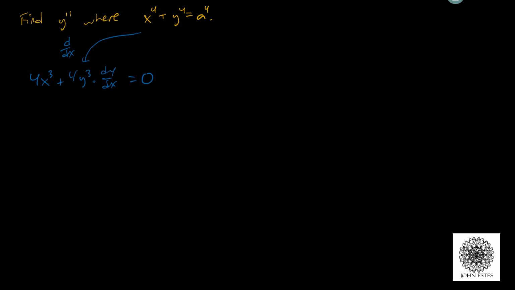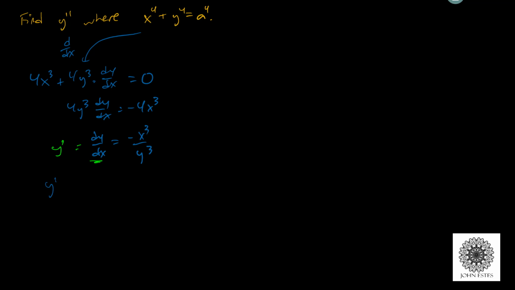So then I can solve this equation by subtracting 4x cubed from both sides, so I get negative 4x cubed, and then dividing both sides by 4y cubed, I end up with negative x cubed over y cubed. That's my derivative. Okay, that's dy/dx, or we might say here y prime. Now I'm not trying to find y prime, I'm trying to find y double prime.